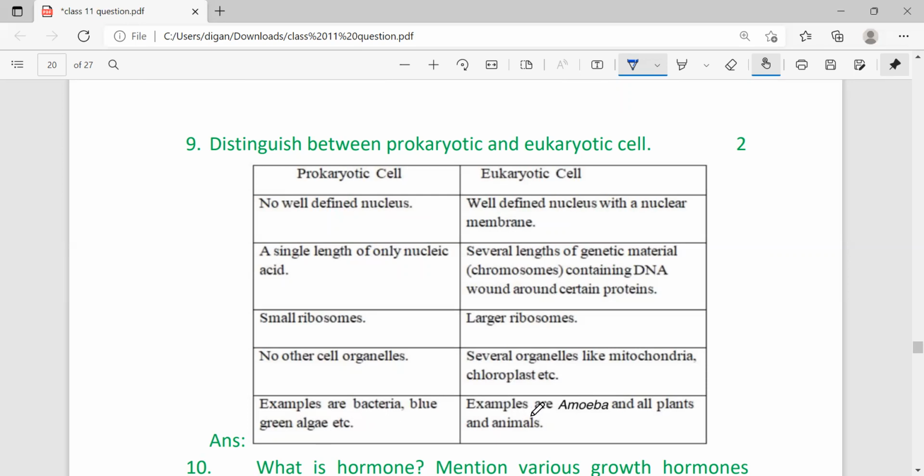Here examples are, saying in prokaryote the example should be amoeba, and here the example should be all plant cells and animal cells. Just a minute, this should not be here, it is just a typing mistake. So amoeba should not be here, it should be all plant and animal cells. Next, go for the next one.